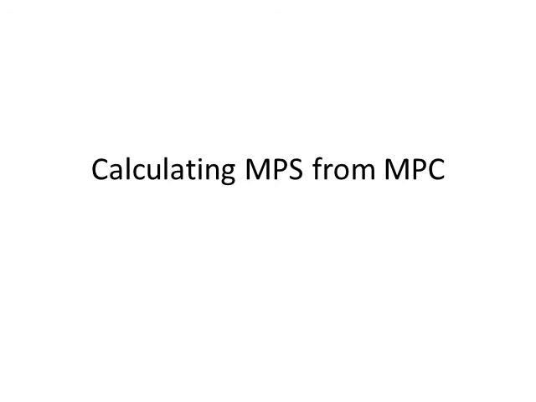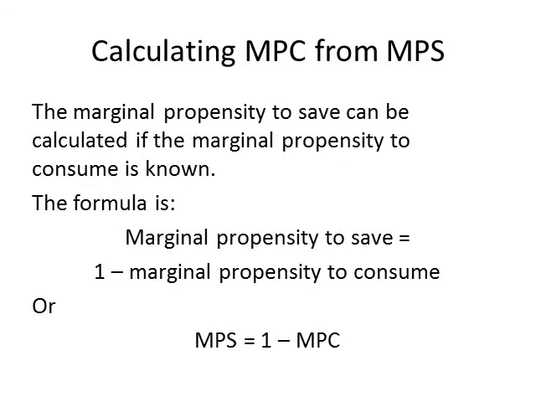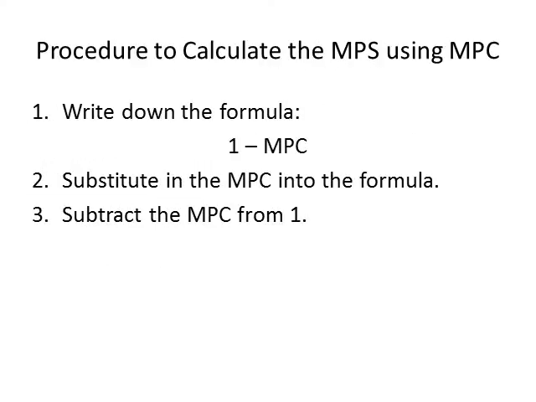We can also calculate the MPS from the MPC. The marginal propensity to save can be calculated if we know the marginal propensity to consume. The formula that we use is the marginal propensity to save is equal to 1 minus the marginal propensity to consume, or MPS is equal to 1 minus MPC. First step is to write down the formula 1 minus MPC. Second, substitute in the MPC into the formula. Third, subtract the MPC from 1.